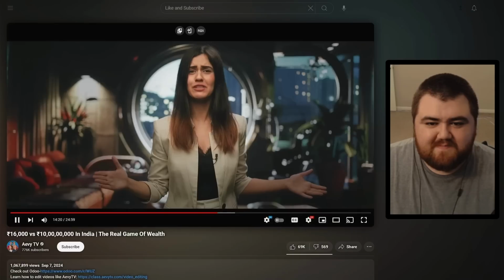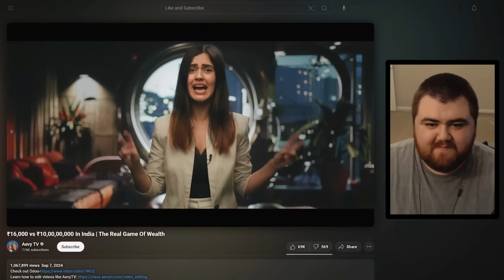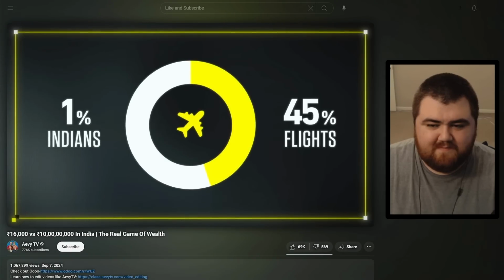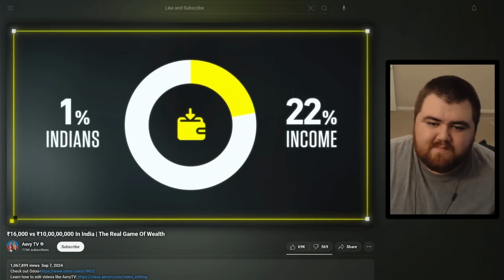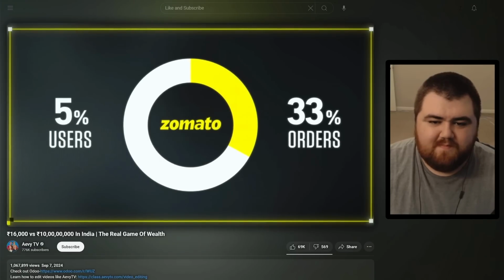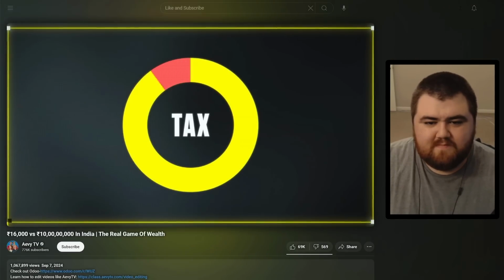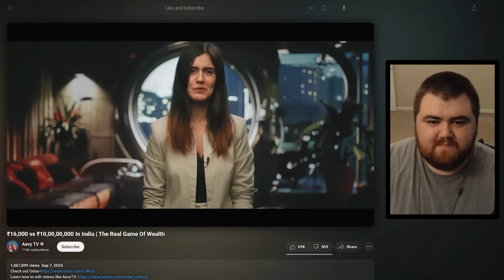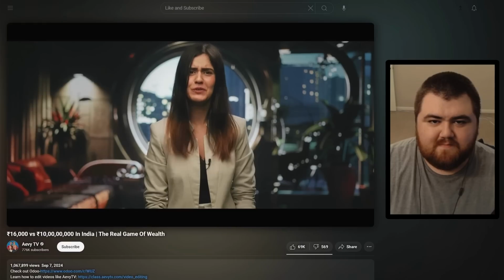You are now part of the club that Goldman Sachs dubs the affluent class. This is a club of Indians who take 45% of the flights in India, earn 22% of India's income, are responsible for the bulk of the transactions on the consumer apps, and pay taxes. And imaginably, the game is going to become a lot more fun for you to play.